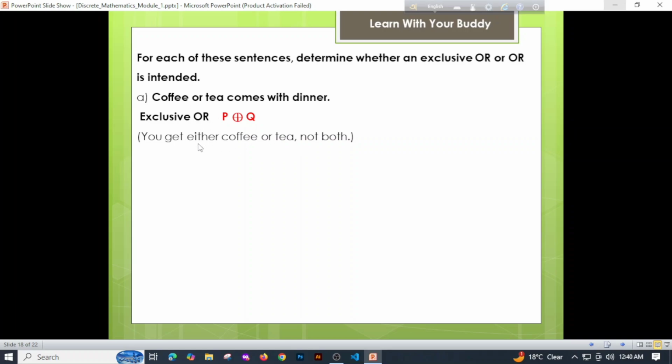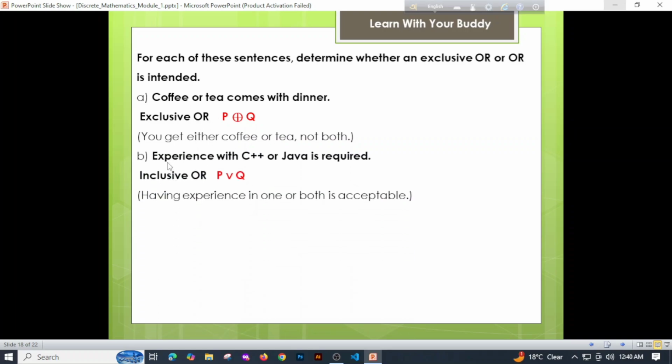After that we have experience with C++ or Java is required. That is inclusive or. Okay, remember the sign. It means having experience in one or both is acceptable. Please remember the sign. And always remember, exclusive means either one of them, and inclusive means one or both.